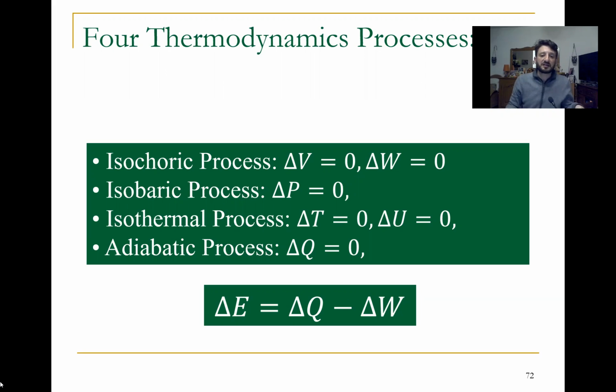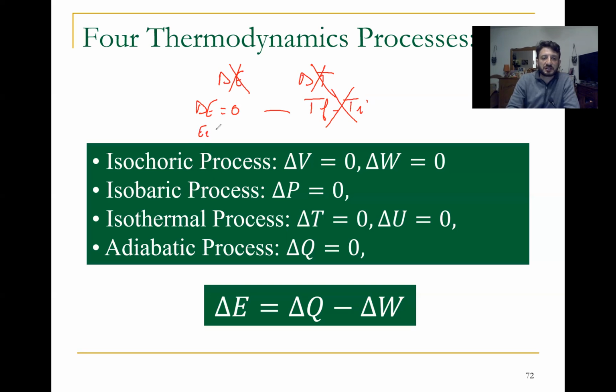Isothermal process: in this case, we have delta T equals 0. You know, delta E depends only on delta T. If we don't have a change of T, we don't have a change of E. In the case of isothermal, we have T initial equals T final. So T final minus T initial equals 0, and delta E equals 0. In this case, E initial equals E final, and T initial equals T final.